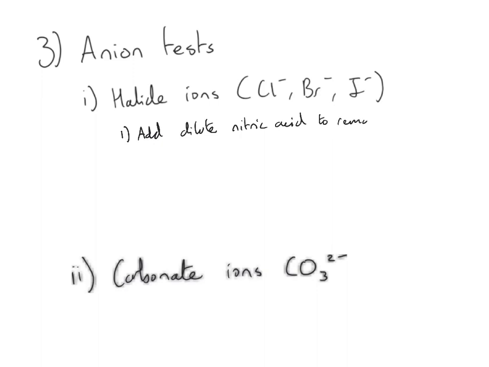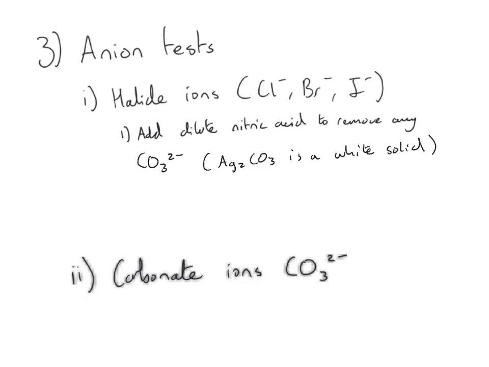To remove any carbonate ions, because silver carbonate is a white solid, so you don't want to have a false positive. The same is true why you don't use hydrochloric acid, because hydrochloric acid has chloride ions, and if you have chloride ions, you're going to get a false positive of a white precipitate as well.